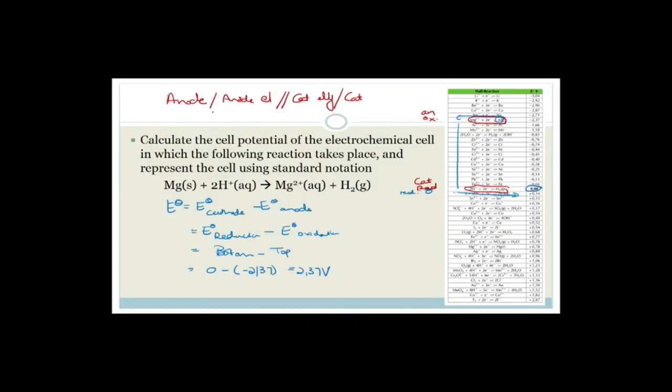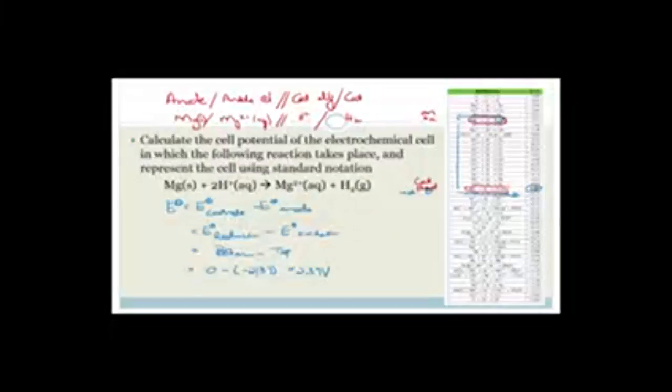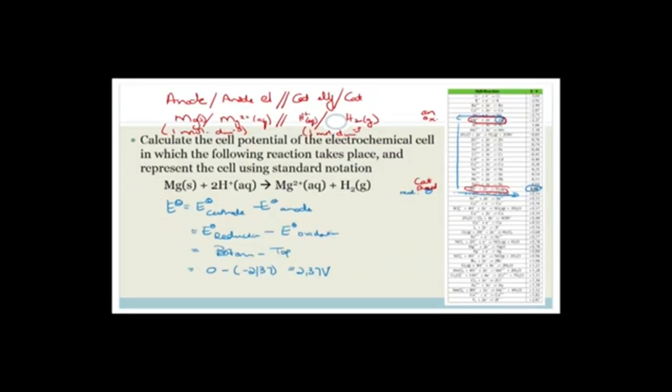And we start with the magnesium. So it's going to be magnesium, which is a solid, going to magnesium 2 plus, which is aqueous, salt bridge. Then it goes hydrogen plus, so it's going to be H plus dash, and you can put a 2 if you really want to, but then it becomes H2. And then the hydrogen, you can say it's aqueous, and this is a gas. Okay, and then you need to write 1 mole per decimeter cubed and 1 mole per decimeter cubed to show that you did it at standard conditions.